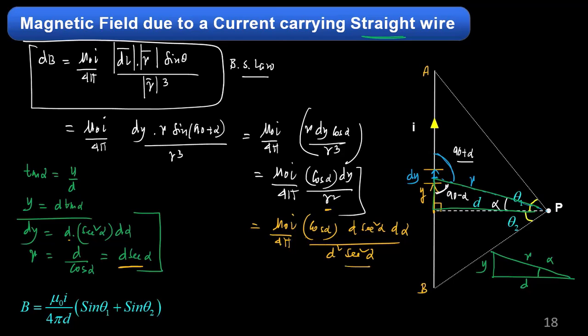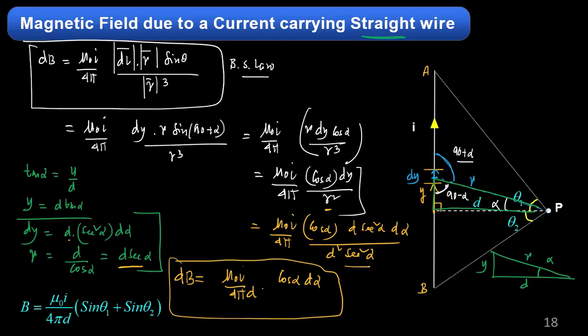So ultimately this sec square alpha in the numerator will cancel out. So one d will also cancel out. So ultimately we are getting mu naught I by 4 pi d into cos alpha d alpha. So this is the final value of the dB. What is dB? dB is a small magnetic field produced by this current carrying element.